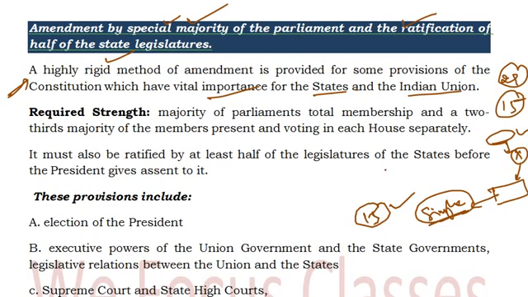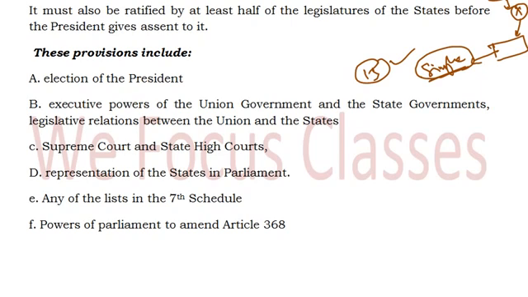So what are the things that come under this provision? One is election of the president, and second is executive powers of the union government and state governments, and legislative relations between the states and union. The kinds of things which directly affect the states will come under this kind of amendment. And representation of the states in parliament, and any of the lists in the 7th schedule. And more importantly, Article 368 itself. If the Parliament wants to amend Article 368 itself, then it has to be done by the special majority, and also it has to be ratified by half of the states with a simple majority. So that is to be done.